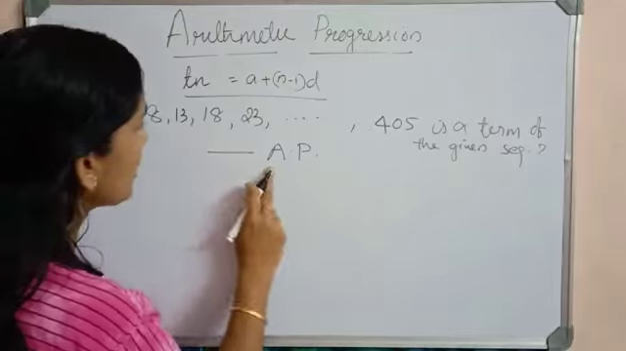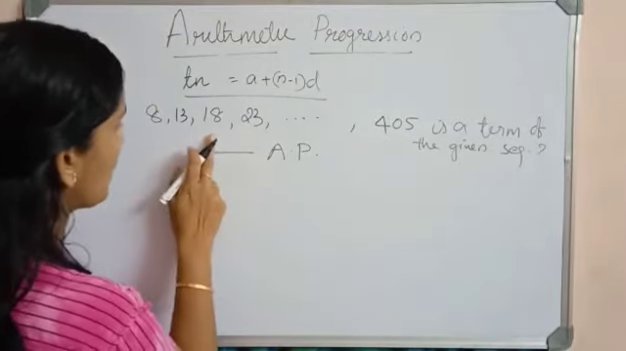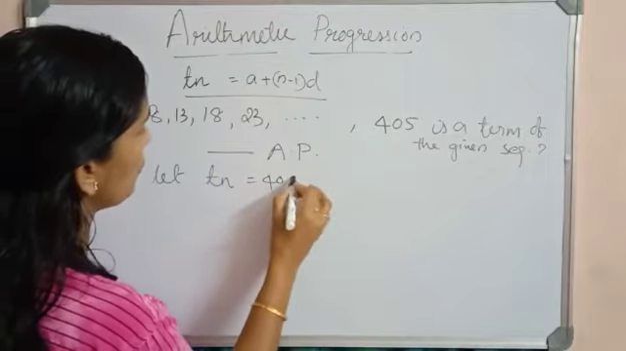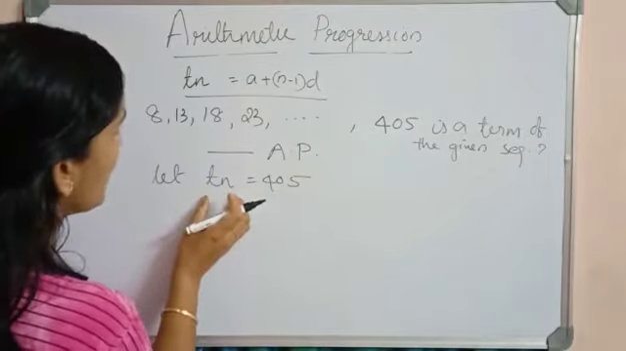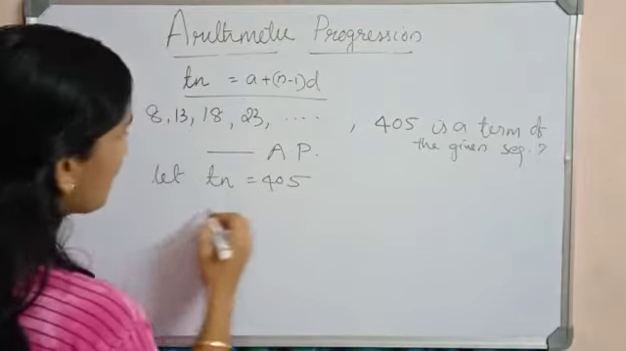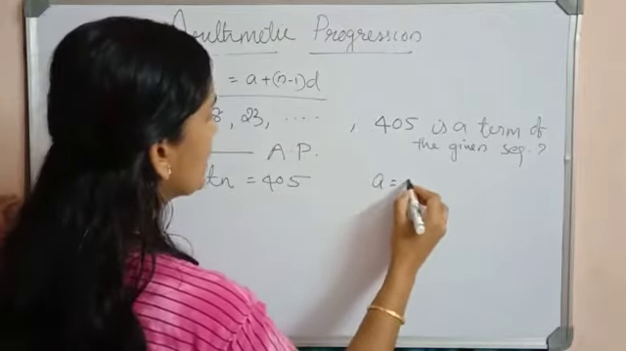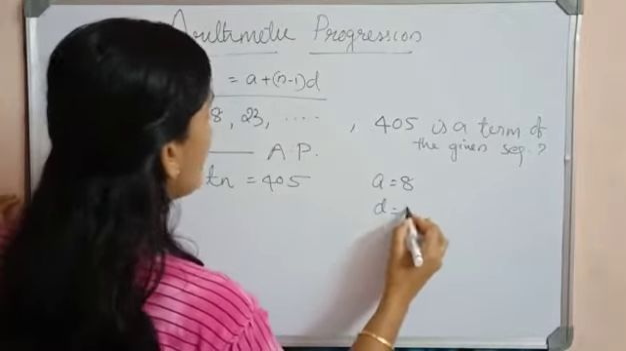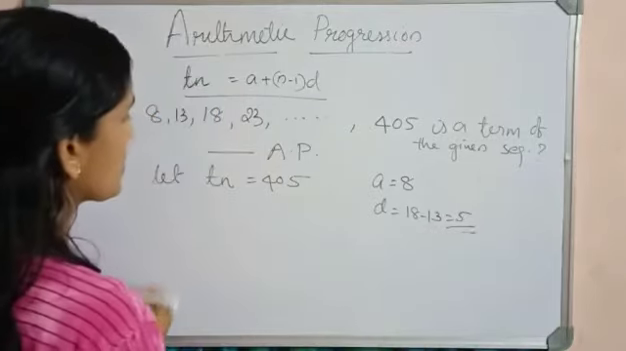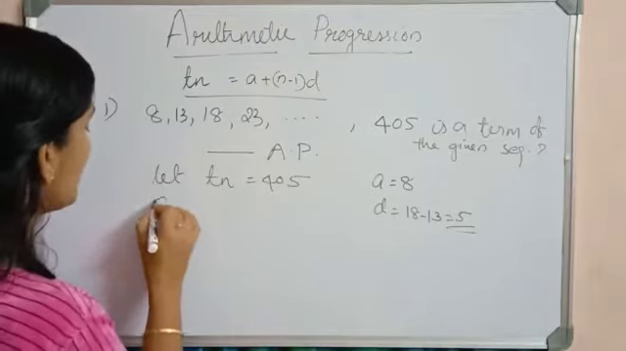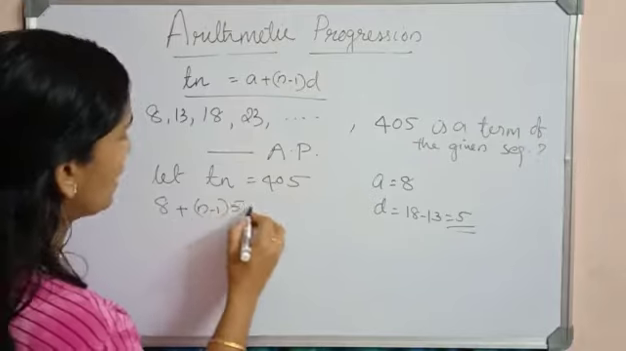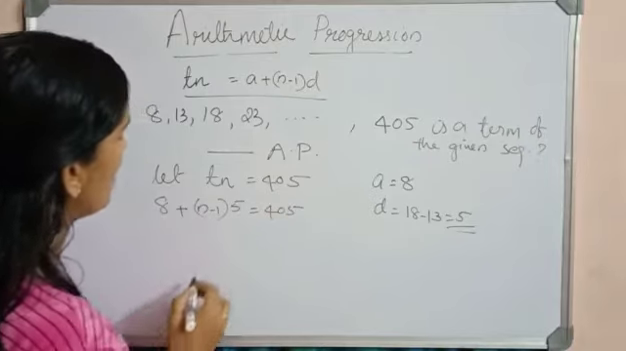Since it is an AP, consider 405 is a term of the AP. Let Tn be 405. And we know the formula to find Tn. That is A plus (n minus 1) into D. First, let's find what is A. A is equal to 8 and D is equal to 18 minus 13, that's equal to 5. Let's substitute: 8 plus (n minus 1) into 5 is equal to 405.